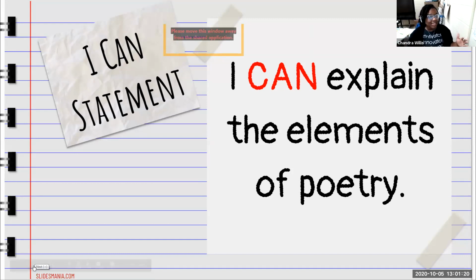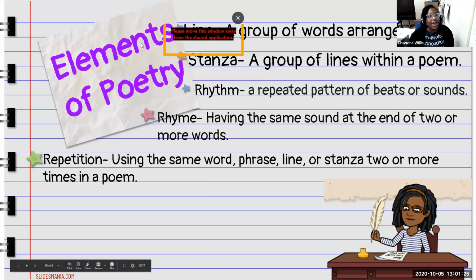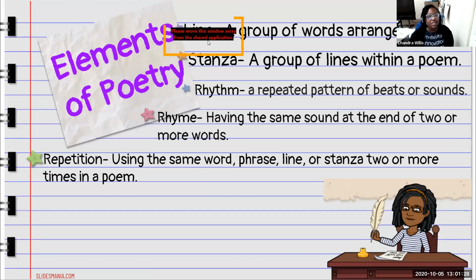A poet is someone who writes poetry. So I want you guys to go ahead. We're going to write these words down. These are the elements of poetry. We first have a line. Now, a line is just like a sentence. It's a group of words arranged in a row. So in a poem, you have lines. They're not called sentences, they're called lines. And then you have a stanza, which is a group of lines within a poem. A stanza is like a paragraph. So when you have a story, you have paragraphs, but in a poem, you have a stanza.